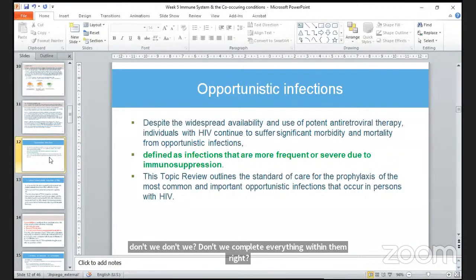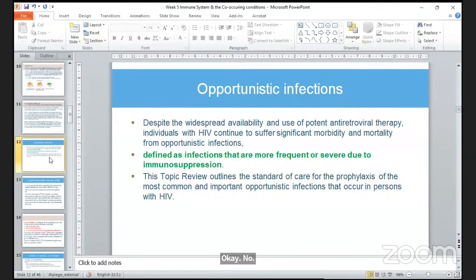opportunistic infections, also called co-occurring conditions. What are they? These are diseases that normally arise when the immune system has been compromised. When the immune system has been battered such that there is no more strength left to counter these diseases, then they come in. We say that they normally come after immunosuppression. Immunosuppression means the immune system is too weak to withstand any pressure from other diseases.